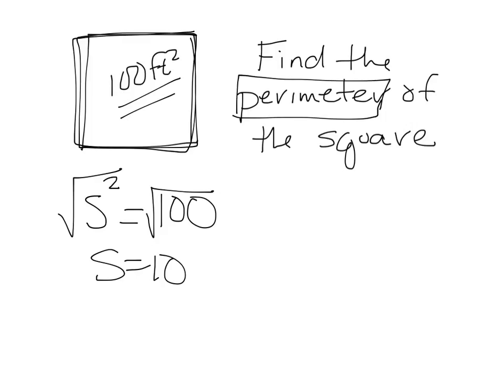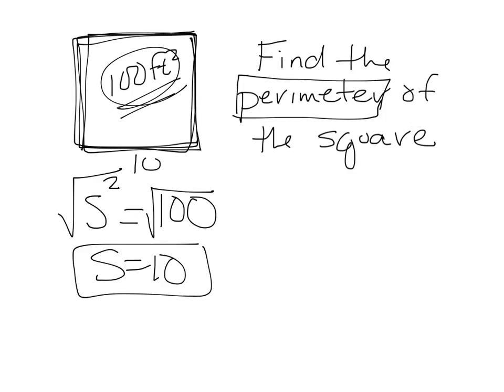The most popular wrong answer here is people, when they try to find the side length, are going to say, oh, it's 50. Because they're going to take this, and for some reason people want to divide by 2. Don't do that. The side of this square is 10. The sides of this square. So what's the perimeter? Well, hopefully you can tell me. It's 40. 10 plus 10 plus 10 plus 10.